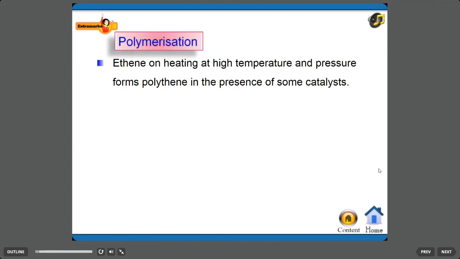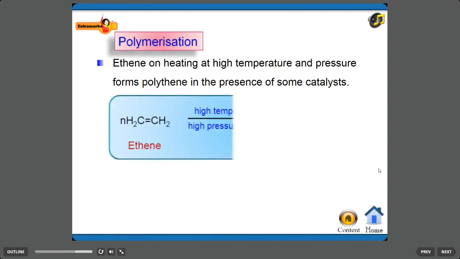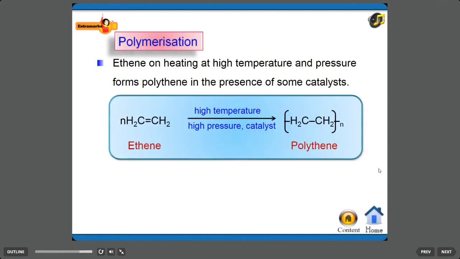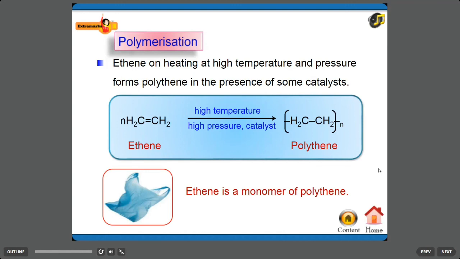Going further, we will now study about polymerization. Polymerization is the process in which a larger number of simple molecules of an unsaturated compound combine to form a large molecule at high temperature and pressure in the presence of a catalyst. For example, ethene on heating at high temperature and pressure forms polythene in the presence of some catalysts. Ethene is a monomer of polythene.